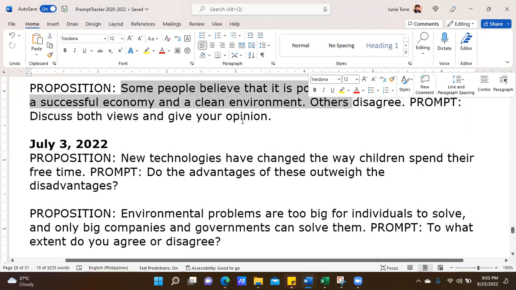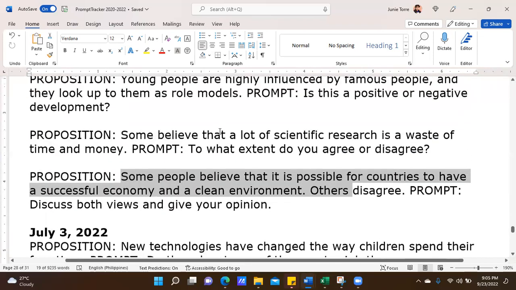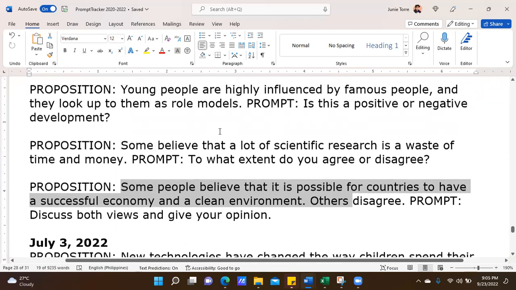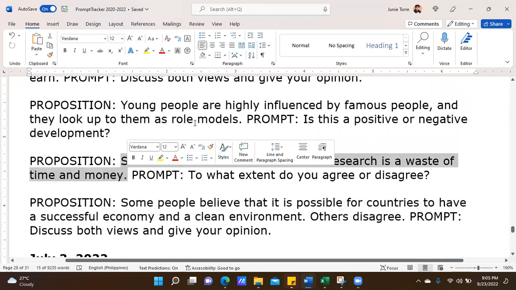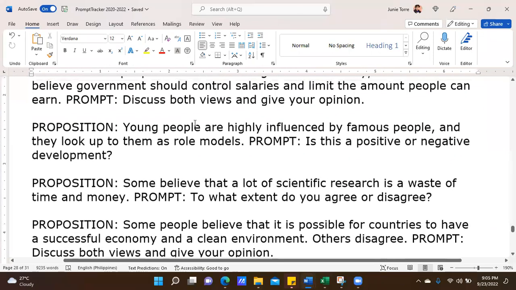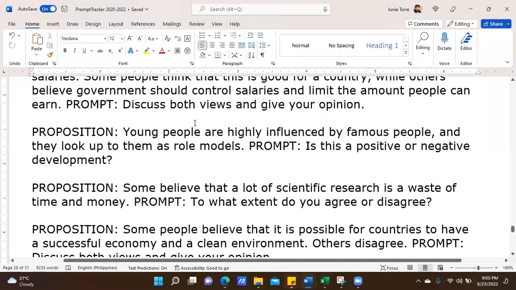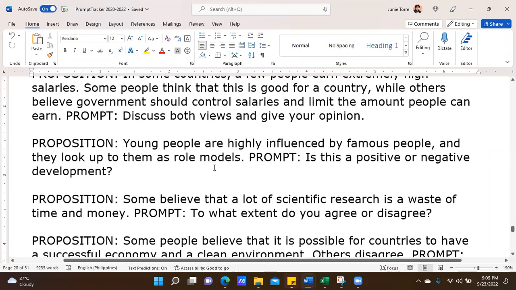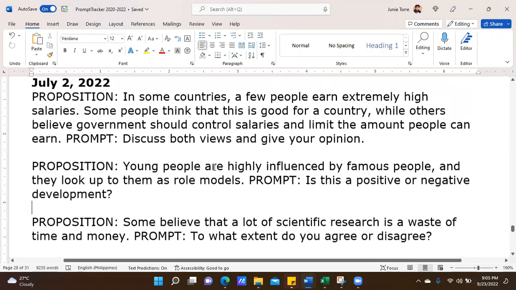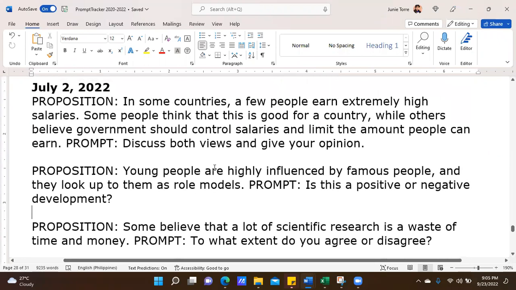Yeah, maybe. Look at Singapore, no? Diba? Very industrial rev. Some people believe that a lot of scientific research is a waste of time and money. Very industrial rev show, guys. Young people are highly influenced by famous people and they look up to them as role models. Is this a positive or negative development? Very cognitive rev. Malapit na tayo matapos sa July, guys.